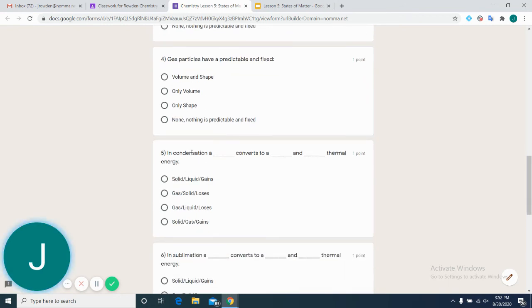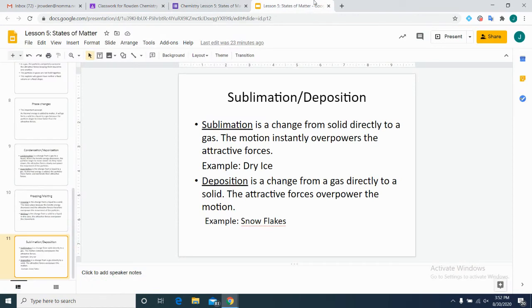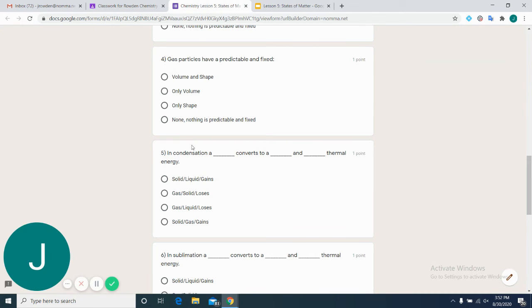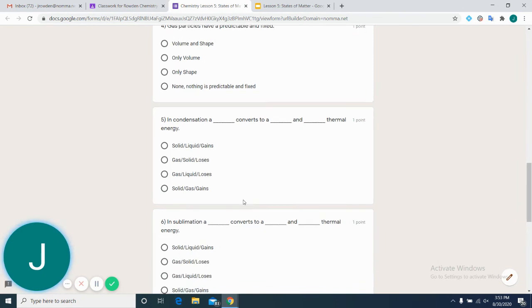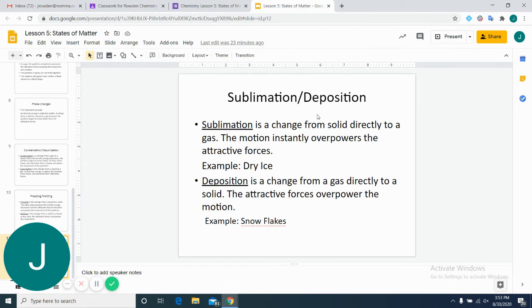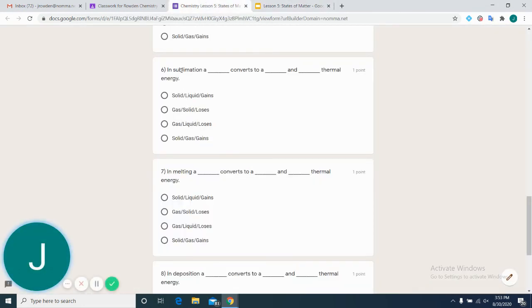Okay, what was condensation? So remember, if you look back at the slides, condensation is going from a gas to a liquid. So condensation, a gas converts to a liquid, and if you go from gas to a liquid, you're losing thermal energy. Gas is the highest, solid is the lowest. So going from gas down to liquid, you're lowering your thermal energy. In sublimation, so let's look here. Sublimation, solid goes straight to a gas. So in sublimation, a solid turns to a gas, and gas is the highest thermal energy, so it gains thermal energy.